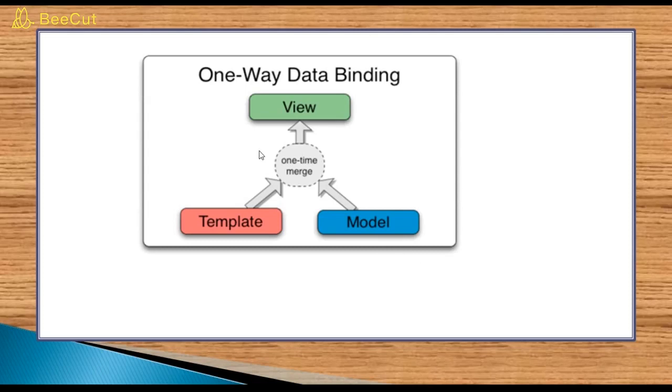This is the diagram of one-way data binding. View, template and model. One-way data binding. Now two-way data binding.